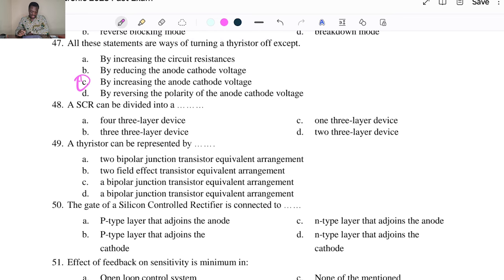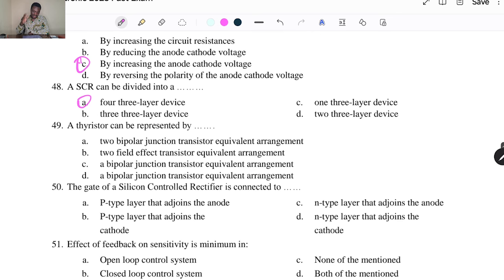48. A silicon control rectifier can be described as a four-layer, three-terminal device, right? Four in the sense that you have four differently doped layers, and three from the number of terminals we have, because we have the gate, then the cathode, and then the anode.